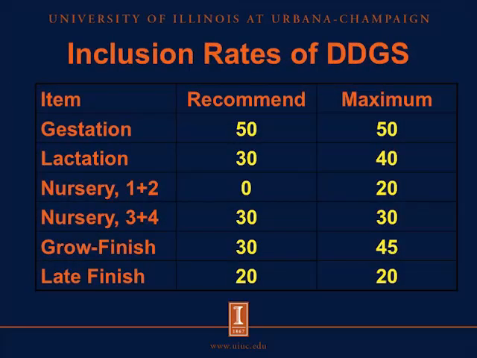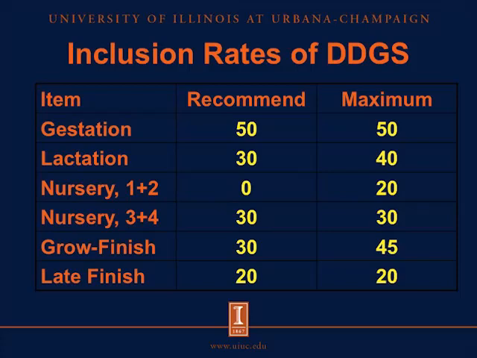Over the last 5 to 7 years, there have been numerous experiments conducted to evaluate inclusion rates of DDGS in diets fed to sows and growing finishing pigs. And based on all these experiments, we can recommend inclusion rates of DDGS in diets for the different categories of pigs. We recommend about 50% inclusion rate in diets for gestating sows, 30% in diets for lactating sows. We don't recommend usage of DDGS in nursery diets during the first 2 weeks post-weaning, but after that, we can use up to 30% DDGS in the diets.